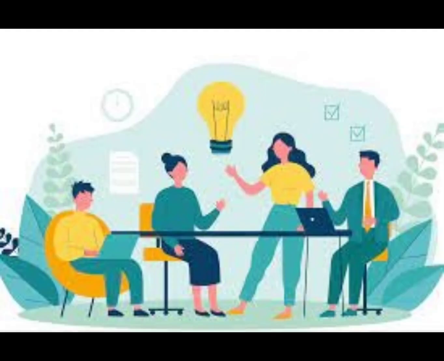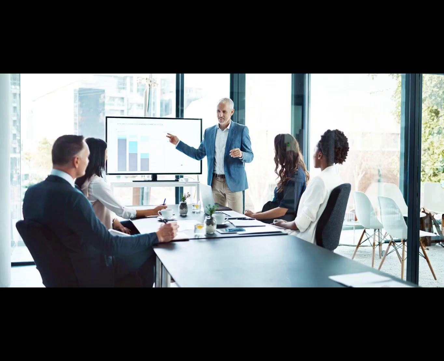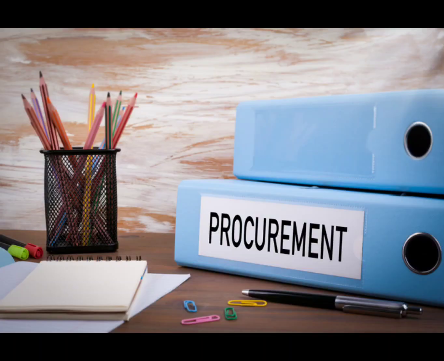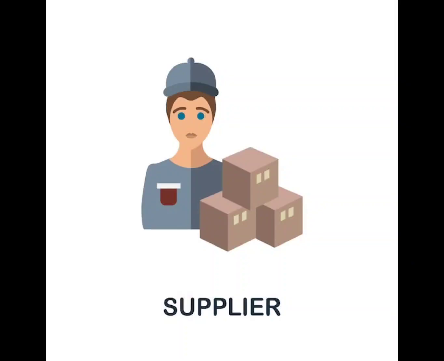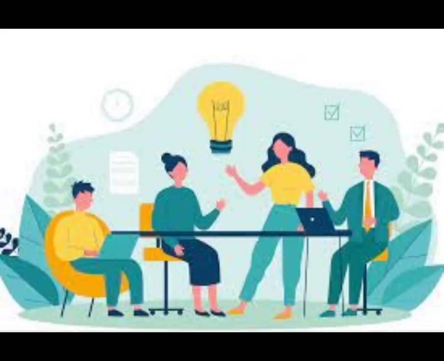Communication. Any significant issues or discrepancies identified during the receiving process should be communicated promptly to the relevant stakeholders, such as the quality control department, procurement team, or supplier, as necessary. Effective communication ensures timely resolution of any concerns or deviations.